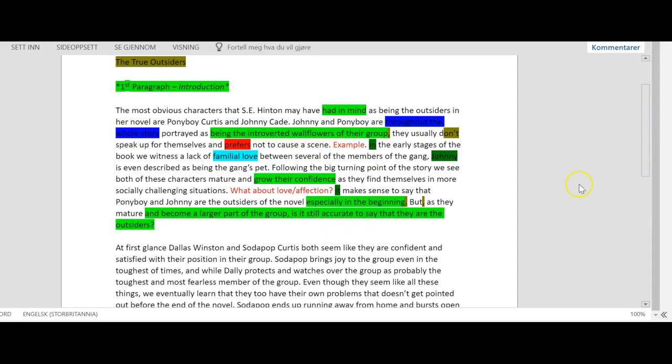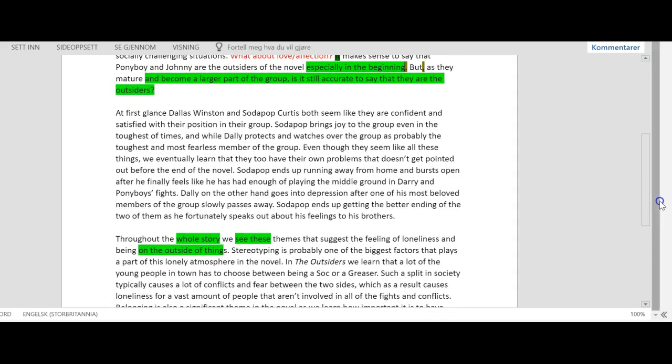But back to structure. Let's take a look at your second topic sentence. At first glance, Dallas Winston and Soda Pop Curtis both seem like they are confident, satisfied with their position in their group. Here, I think you should have a clearer topic sentence.